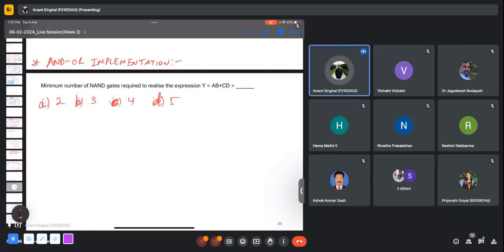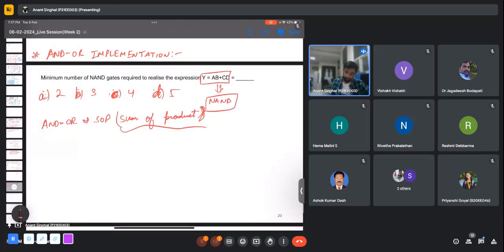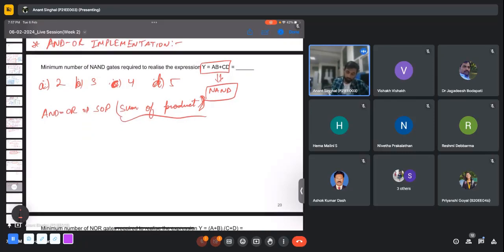Okay, so there is a concept here which is AND-OR implementation. AND-OR implementation is basically equivalent to SOP implementation, that is sum of products. So whenever you are given a question in the form of sum of products, it is very easy to implement the same using NAND gates. Let me try to explain what I am trying to say. So the given circuit is AB plus CD.